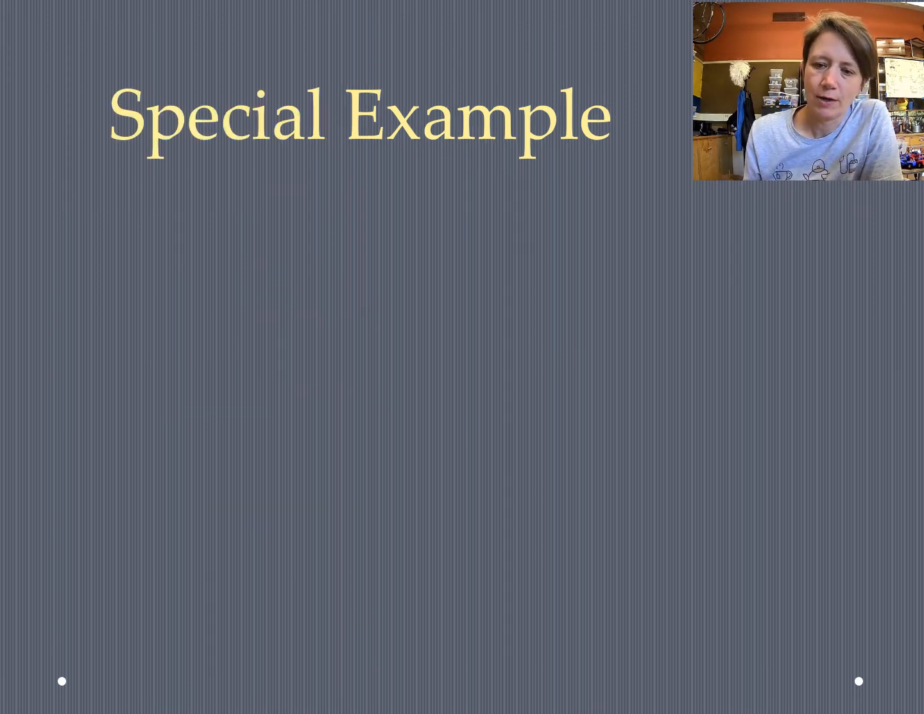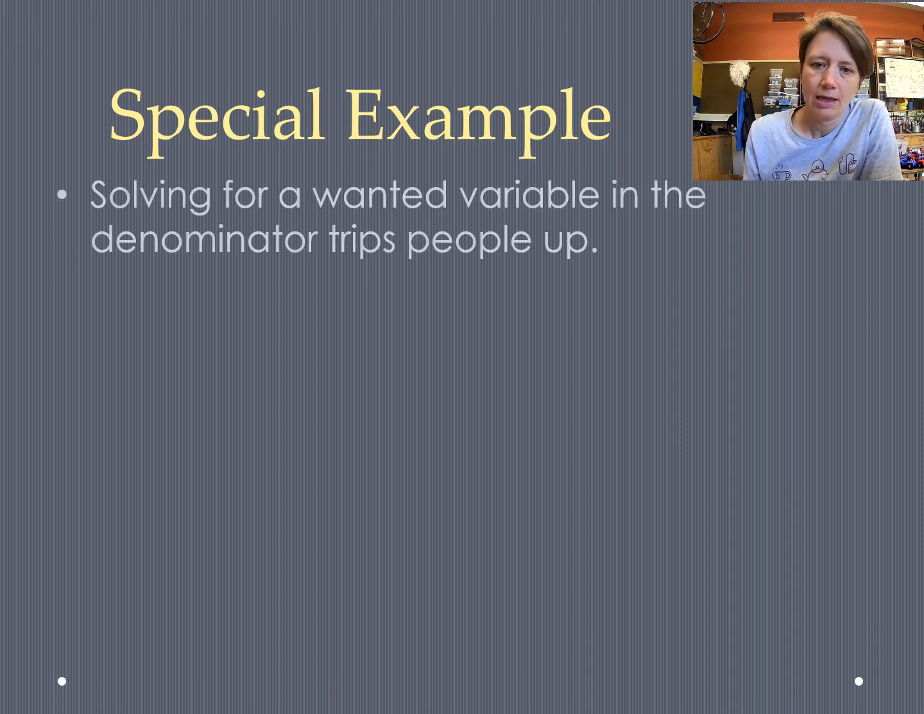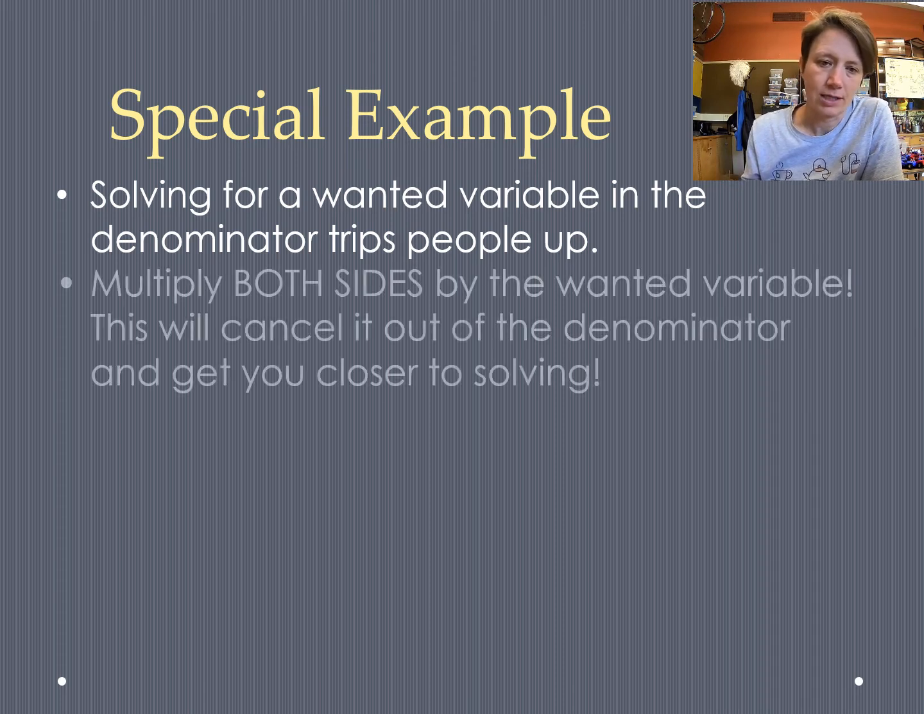I want to go through one special example of a problem that trips people up all year long. And that is when you have your wanted variable in the denominator. So if the variable that you want is on the bottom of a fraction, it's a little bit harder, but we're going to go through the same process.